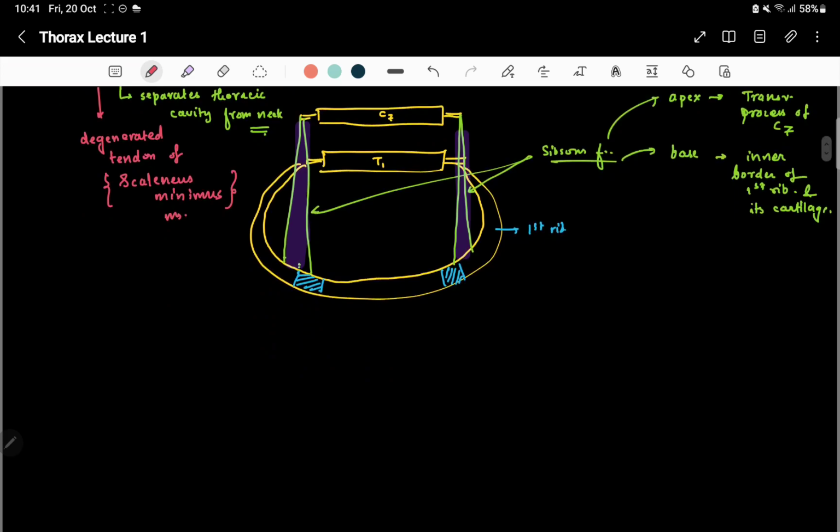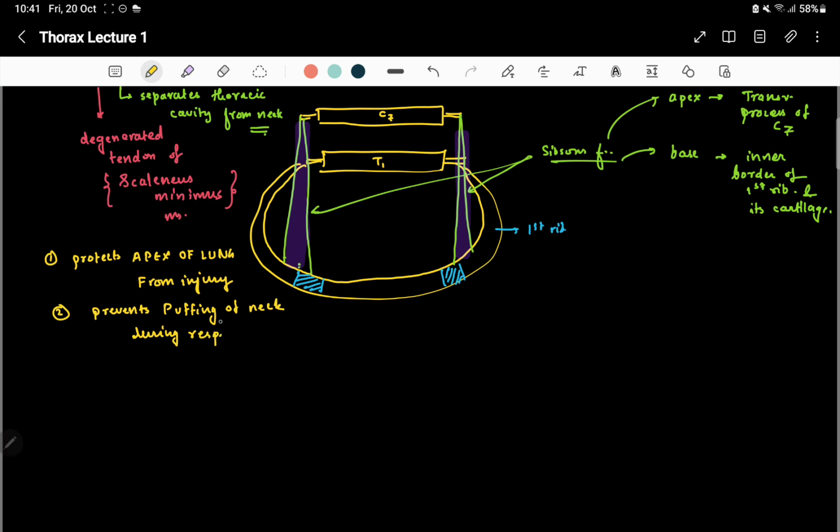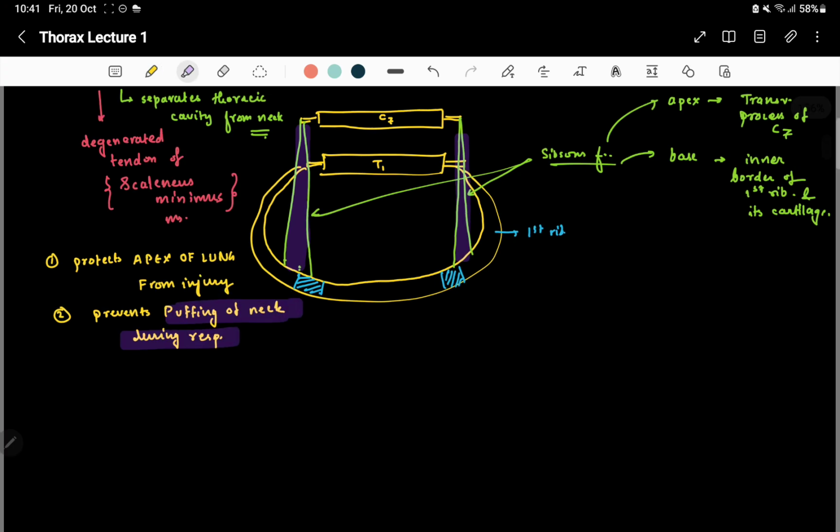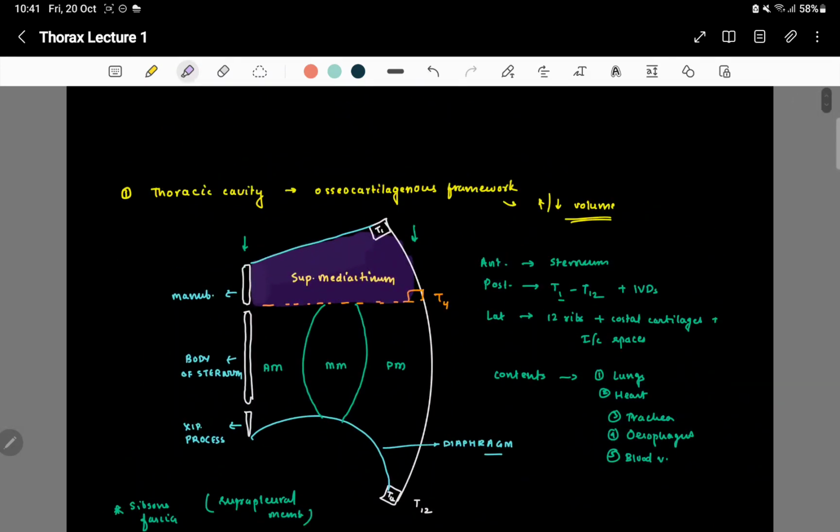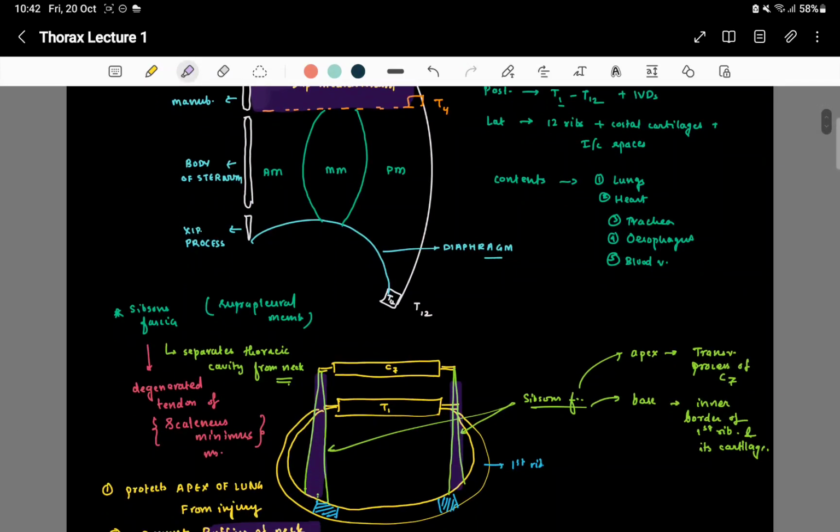And in the uses of Sibson's fascia, we can write that it protects the apex of lung from injury, and another thing is it prevents puffing of neck during respiration. Okay, prevents puffing of neck during respiration. These two are the uses of your Sibson's fascia. Understood?